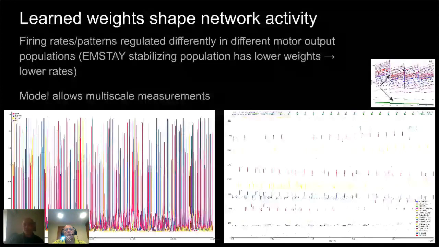And that's because the stabilizing population is only active when the paddle happens to be at the exact location where it needs to be and where the ball is moving towards it. So it's still a useful population and command to prevent the paddle from moving away from the target location, but it's less likely that it'll happen to be in the right location. And then the firing rates of those populations are reflecting the weights.